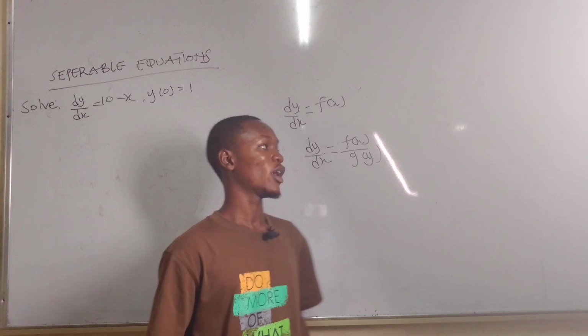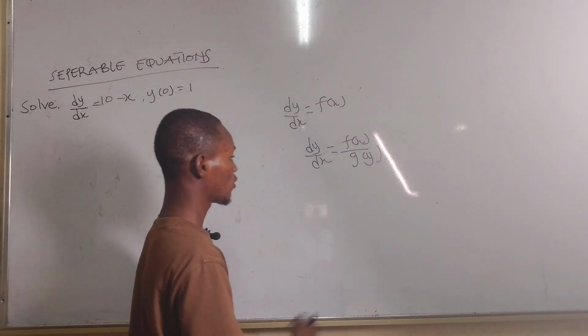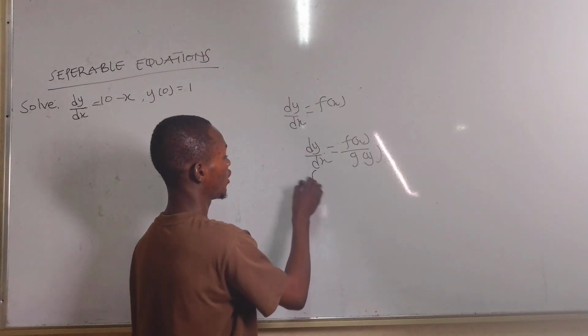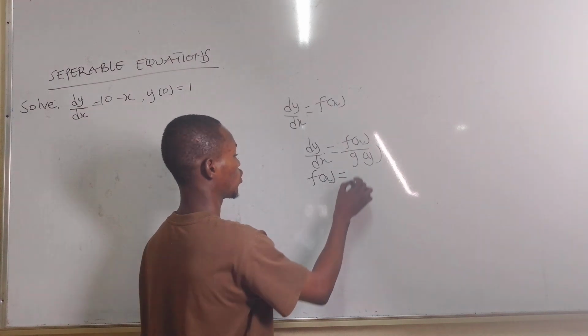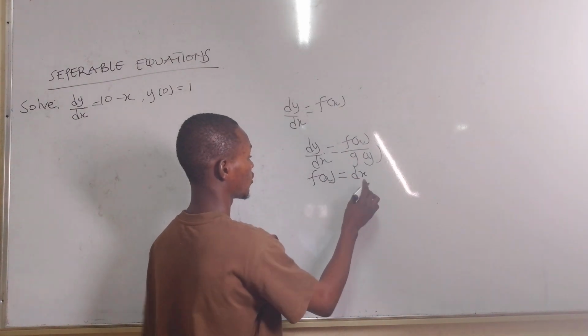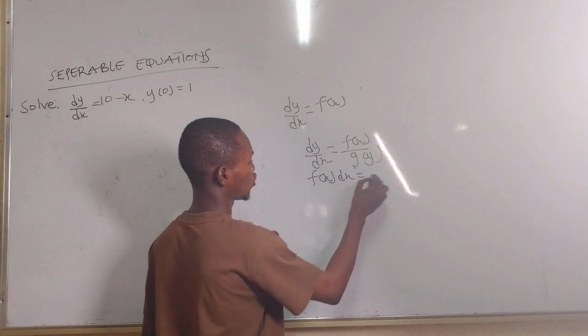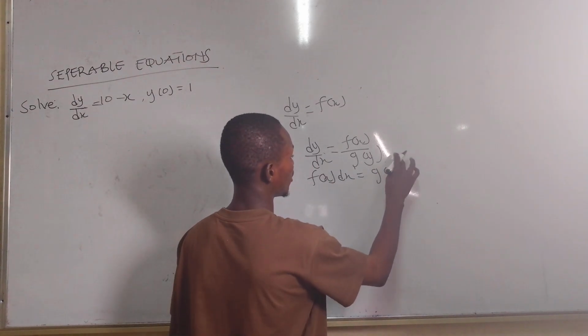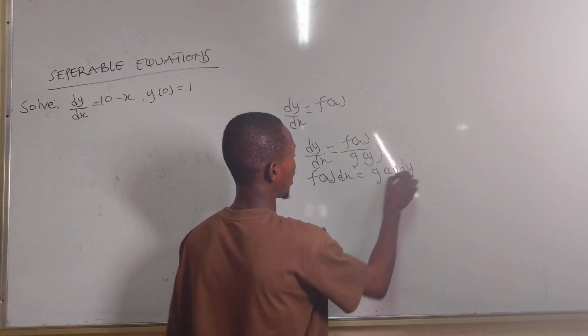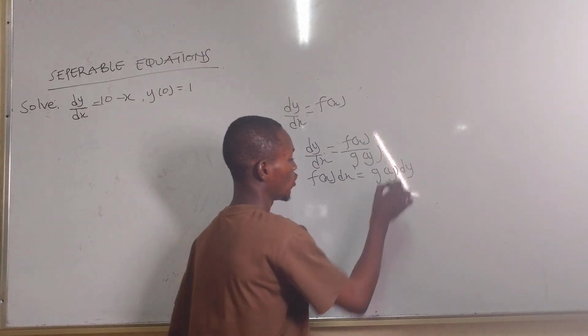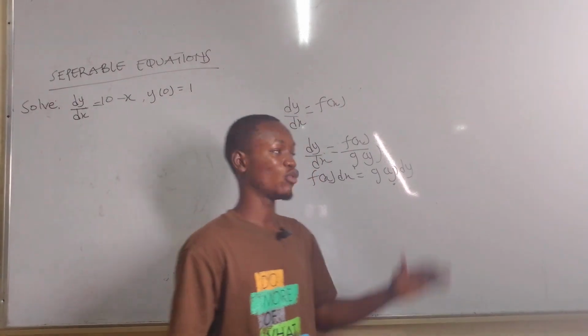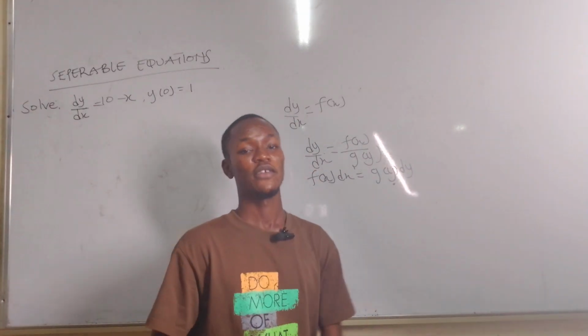To do so, you have to cross multiply. When you cross multiply, in this case, you are going to have f(x) dx equal to g(y) dy. Now the idea is to find the value of y. So how do you find the value of y? We need to integrate both sides of the equation.